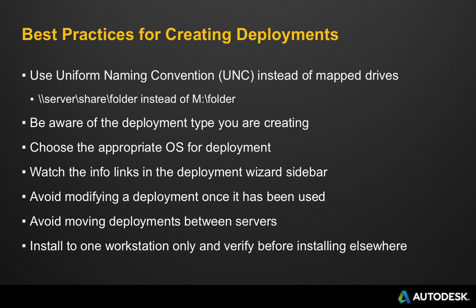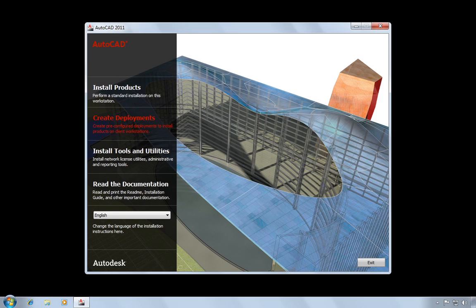All right, let's walk through the process of creating a deployment. Here I've started the installer for AutoCAD 2011. This is the same installer that you would use if you were installing the product. So you'd launch this by putting in the DVD media in your machine or by navigating to wherever the product media is and running the setup.exe file. I'll begin creating a deployment by choosing the Create Deployments option.